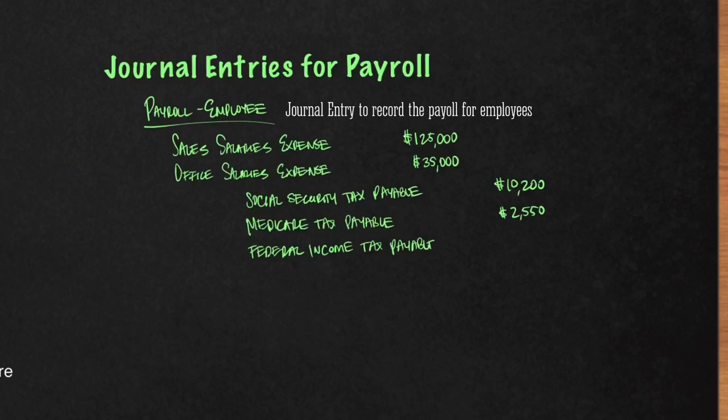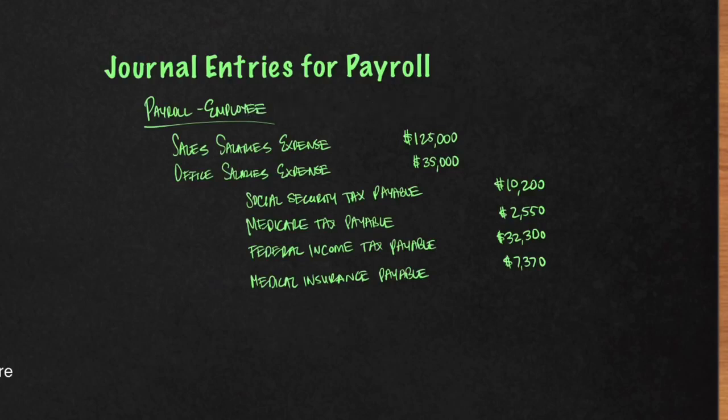The next deduction is for federal income tax payable. Money that the business deducted from the employees and later will pay back to the government. This is an amount of $32,300. Next, we will deduct for medical insurance. So medical insurance payable. This is for $7,370.